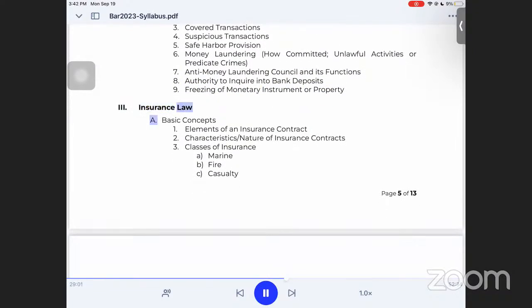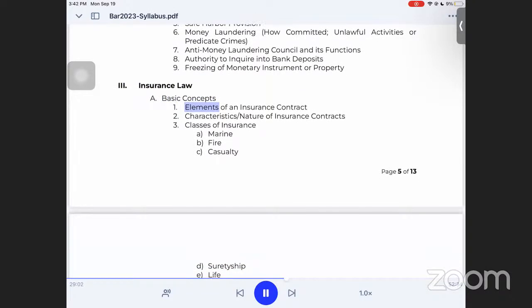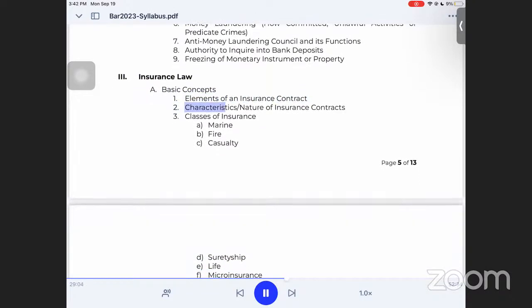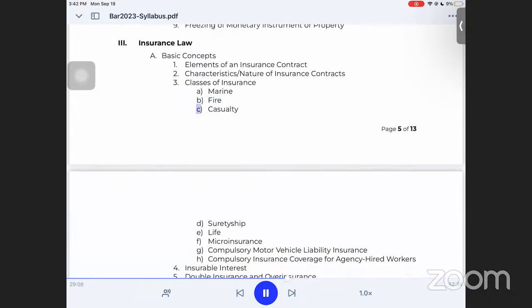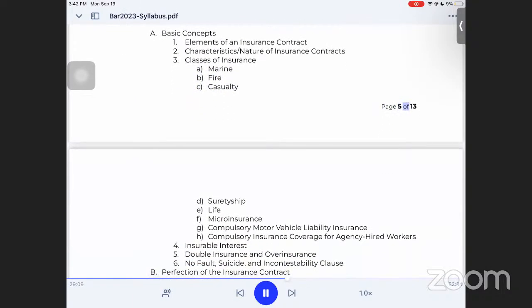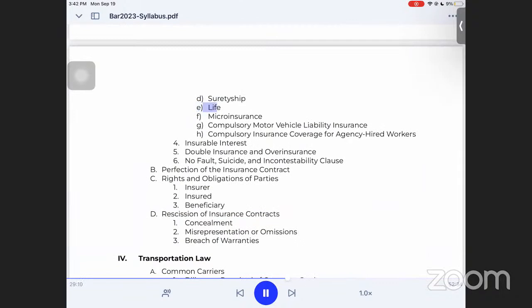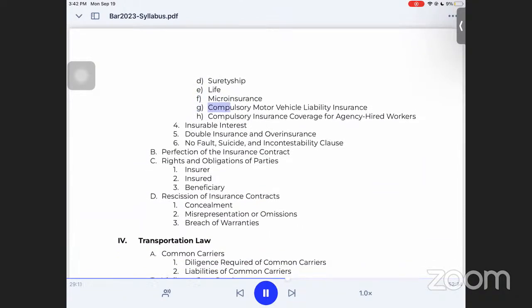3. Insurance law. A. Basic concepts. 1. Elements of an insurance contract. 2. Characteristics, nature of insurance contracts. 3. Classes of insurance. A. Marine. B. Fire. C. Casualty. D. Suretyship. E. Life. F. Microinsurance. G. Compulsory motor vehicle liability insurance.